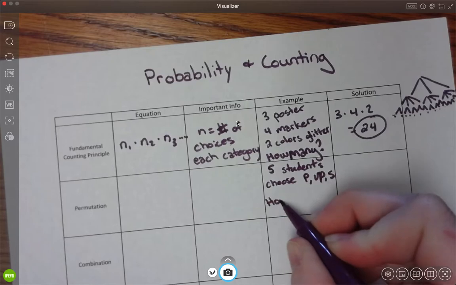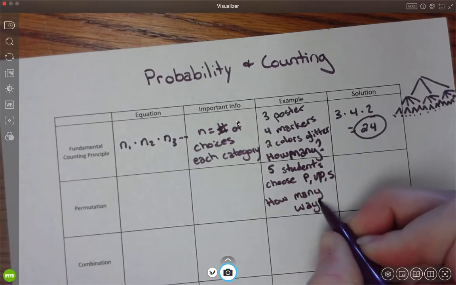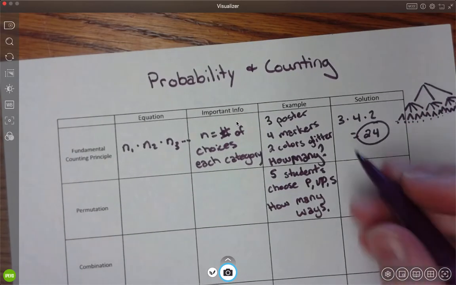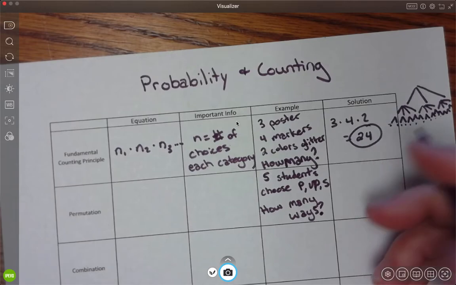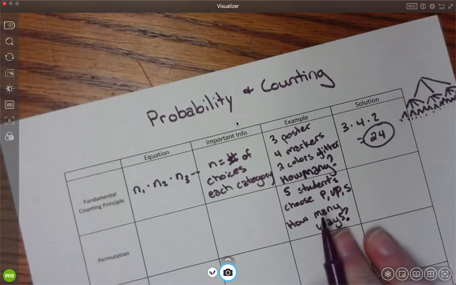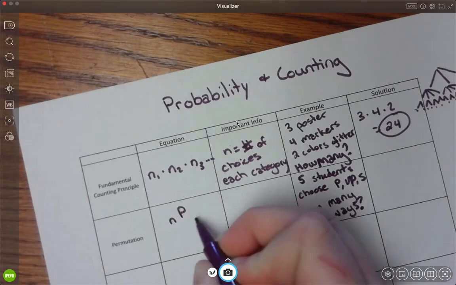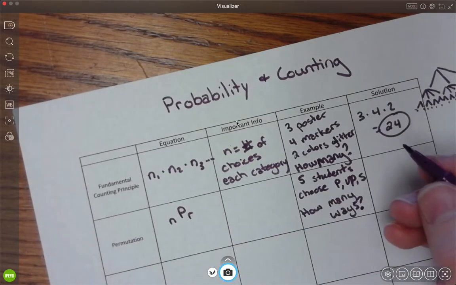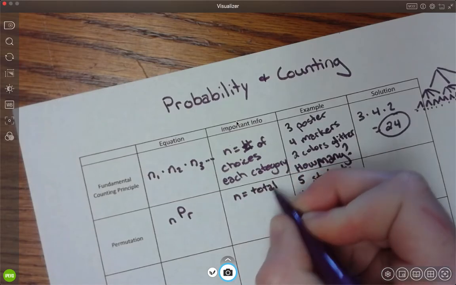How many ways? Okay, so this is another counting problem. Like, how many ways can I choose a president, vice president, secretary out of 5 students? Okay, so the equation for this, or the way that we set this up, is nPr, where n is the total number and r is the number that we're choosing.